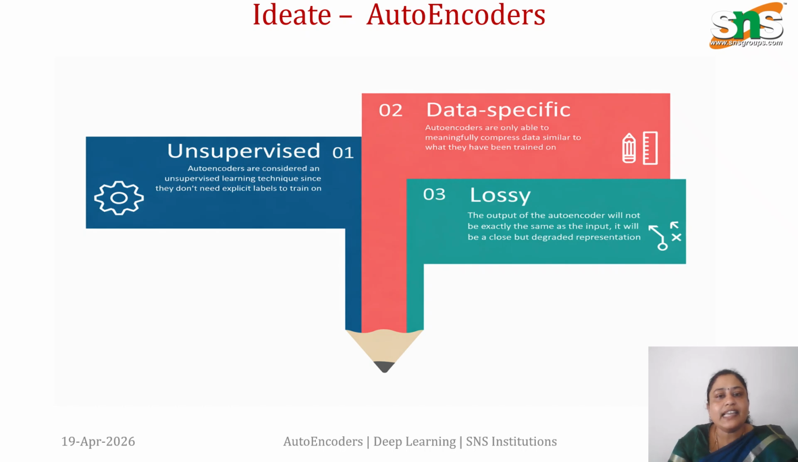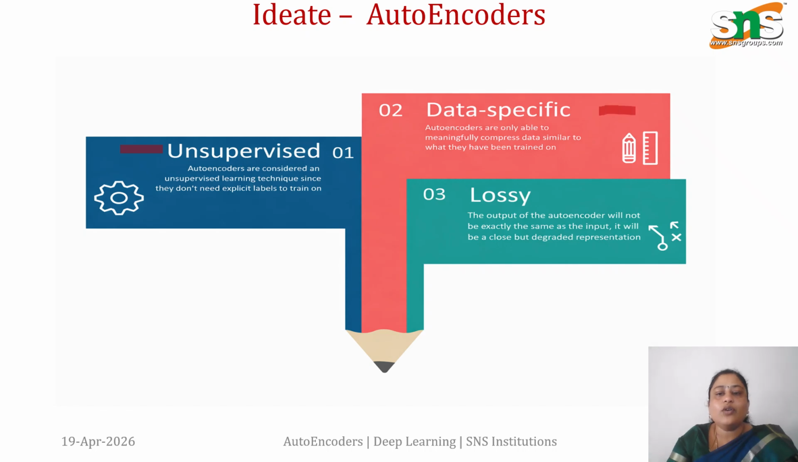Now let's analyze the characteristics of an autoencoder. The first one is that it is an unsupervised technique. As I told you, autoencoders are considered an unsupervised learning model because they do not have any explicit labels for training. So it comes under unsupervised machine learning techniques.